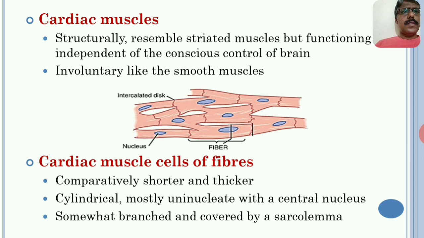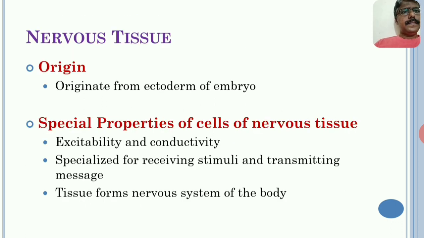Cardiac muscles structurally resemble striated muscles but function independent of the conscious control of the brain. Involuntary like smooth muscles, cardiac muscle cells or fibers are comparatively shorter and thicker, cylindrical, mostly uninucleate with a central nucleus, somewhat branched and covered by sarcolemma.